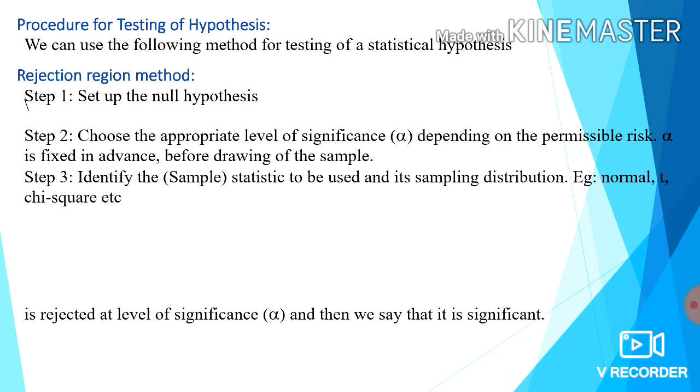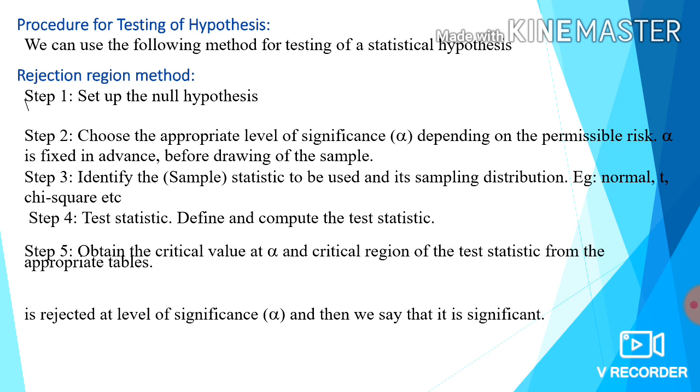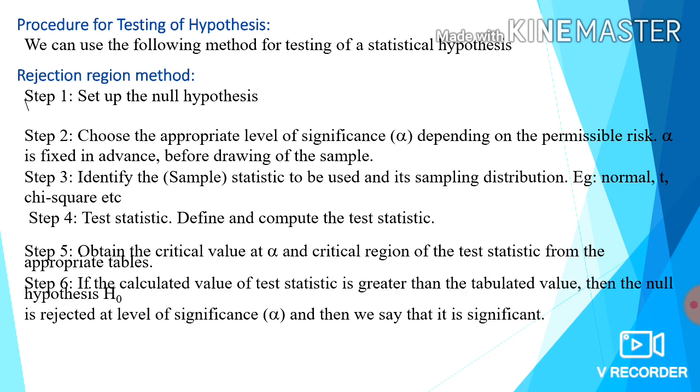Step 3. Identify the statistic to be used and its sampling distribution. So we have to select a statistic for the sample and its sampling distribution, whether it is normal, chi-square or t distribution. Next, Step 4. Test statistic. Define and compute the test statistic. Step 5. Obtain the critical value at alpha and the critical region of the test statistic from the appropriate tables.